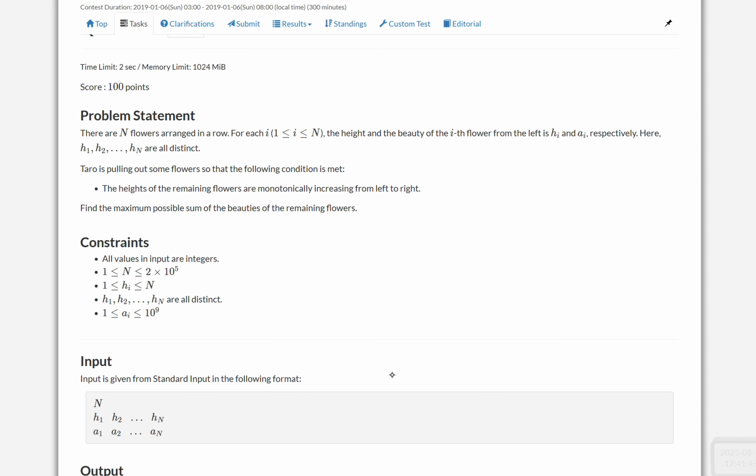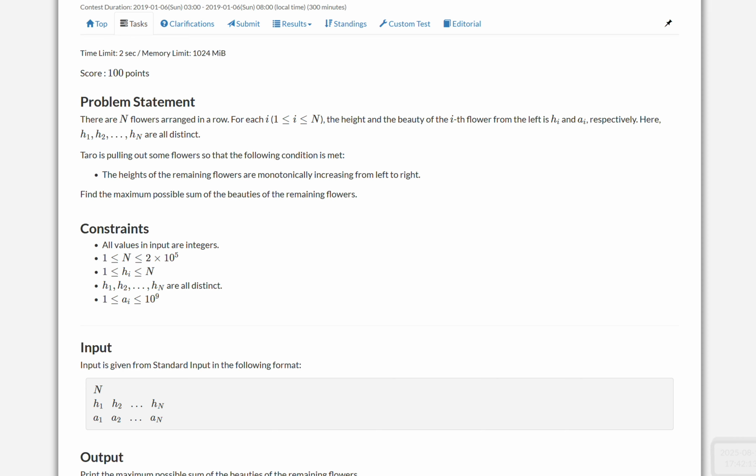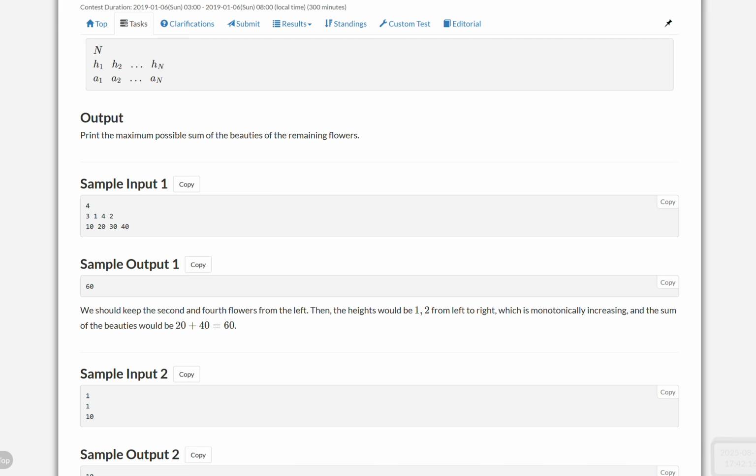Essentially, you have n flowers, and they have some height, h_i, and some beauty, a_i. Each of the heights of the flowers is distinct, and you need to pull out some of the flowers such that the heights of the remaining flowers are monotonically increasing, and you have to find the maximum total sum of the beauties of these flowers. So let's look at how we would do this.